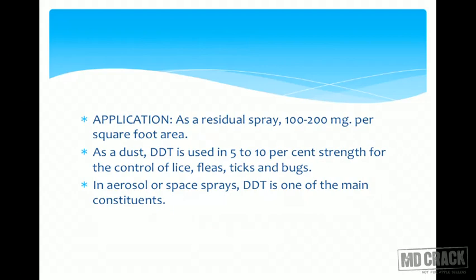Application: you apply it as a residual spray, 100 to 200 milligram per square foot area. As a dust, DDT is used in 5 to 10% strength for the control of lice, fleas, ticks and bugs. Like I told you, DDT was used for a lot of other things also. So lice, fleas, ticks and bugs, DDT works against all of them. In aerosol or space sprays, DDT is one of the main constituents you can find. Again, this has been a sheet anchor of disinfection. Like chlorine is a sheet anchor of disinfection in water, DDT has been for these insecticides.